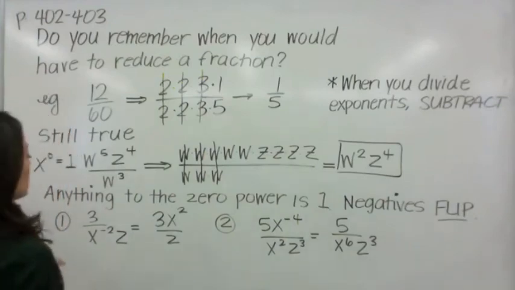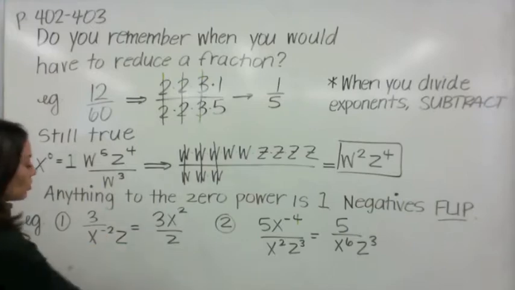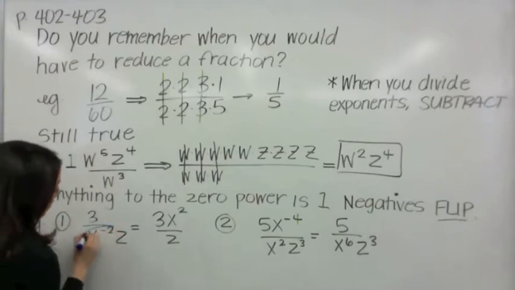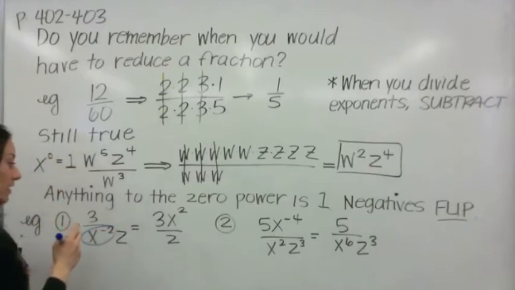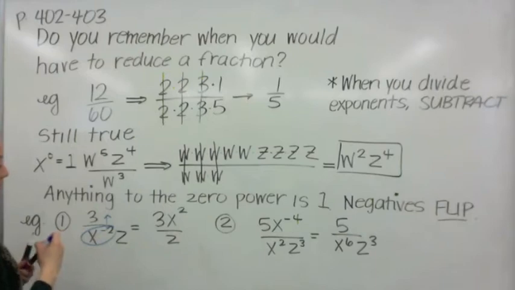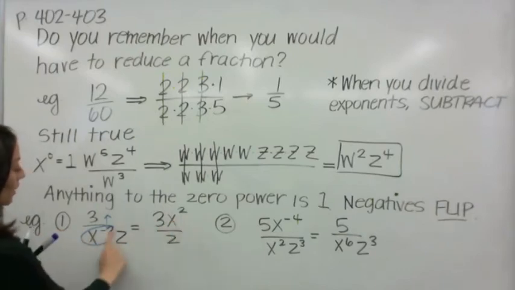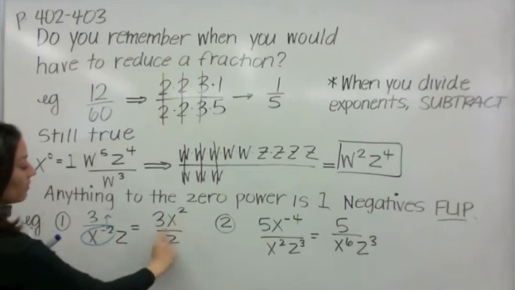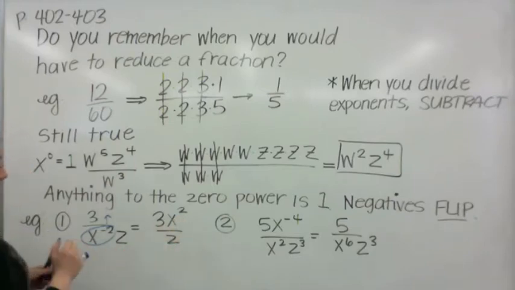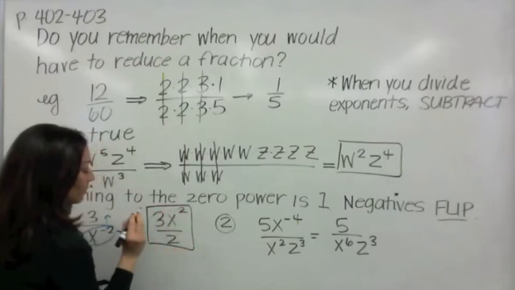So let's take a look at this. You have 3 divided by x to the power of negative 2 times z. So you take the monomial that has the negative exponent, and it goes up. When it goes up, it becomes positive, right? So it becomes 3x squared. So that negative became positive, and that z is still in the denominator, okay?